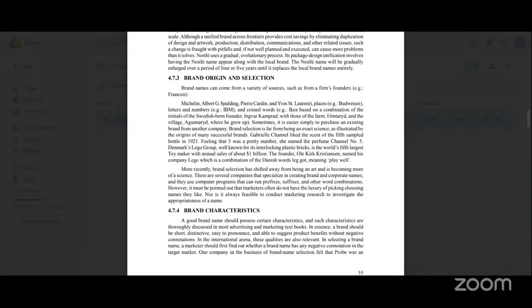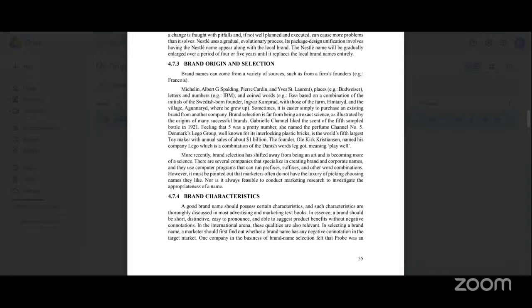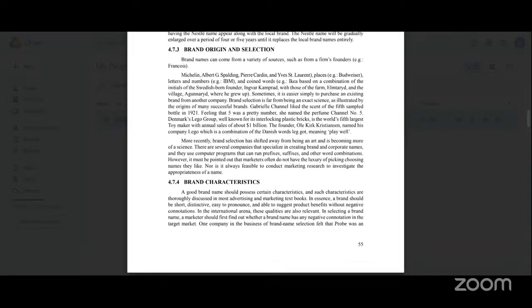Whereas, if you see in terms of Denmark's Lego group, they're known for their interlocking plastic bricks. All of us have at some time played or toyed with these Lego bricks. So, it is the fifth largest toy manufacturer in the world, and they have an annual sale of about $1 billion, which is huge. The founder, Ole Kirk Christiansen, named the company Lego, which is a combination of the Danish words leg godt, meaning play well. Leg godt meaning play well, and that's how Lego came into existence.